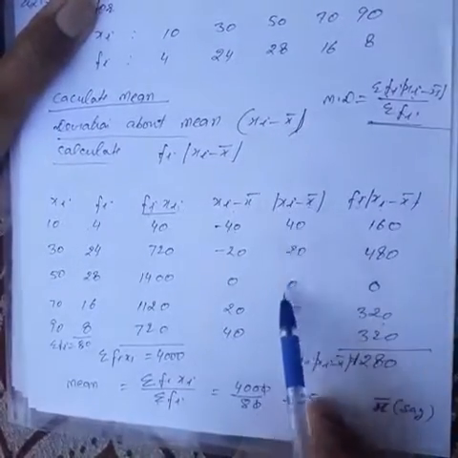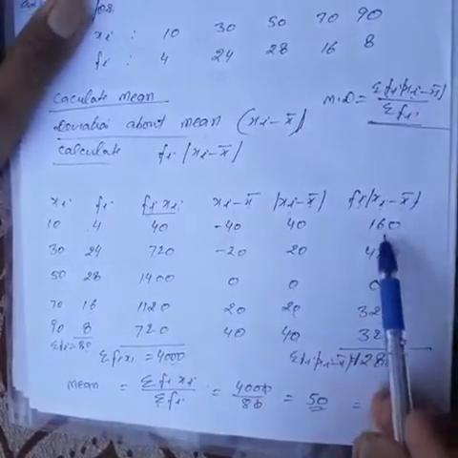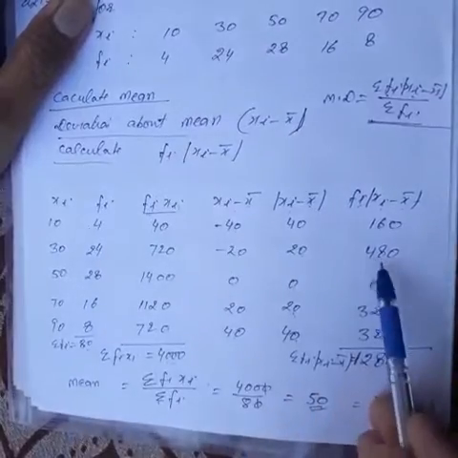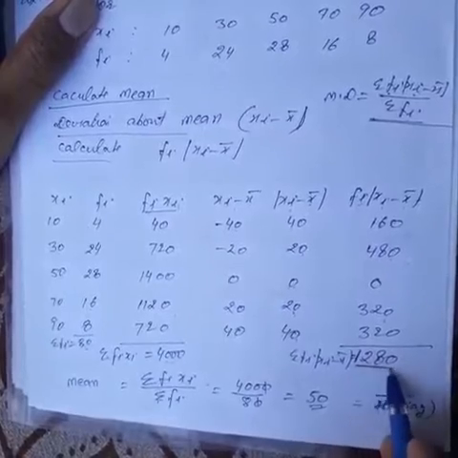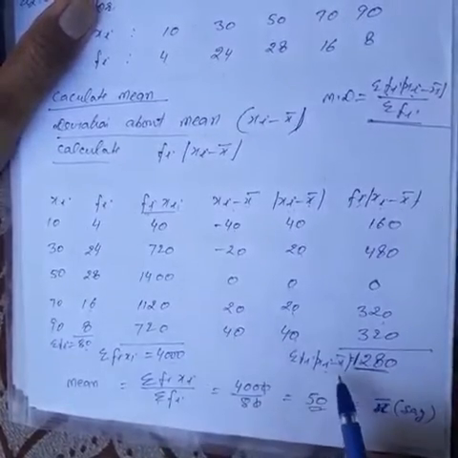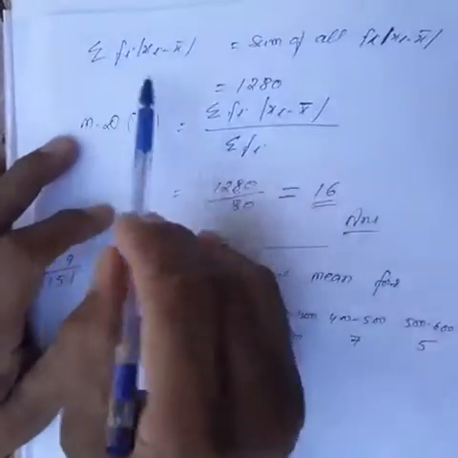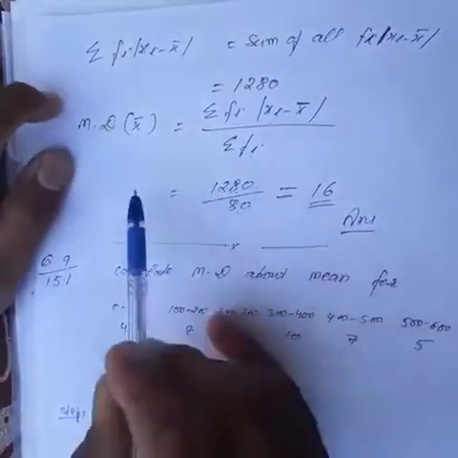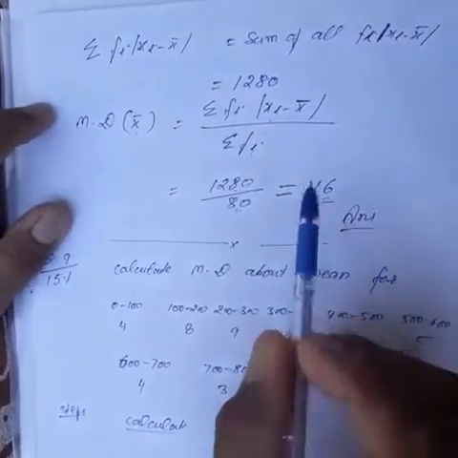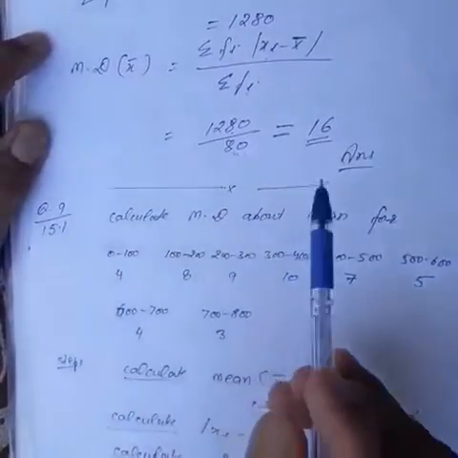And then multiply these values with the corresponding frequency. So 40 multiplied by 4 is 160, 20 multiplied by 24 is 480, and so on. Now find the addition. So this value will be summation of fi into mod of xi minus x bar, and then use the formula for mean deviation. So this is the mean deviation formula, and apply the formula. It is 1280 upon 80, and after calculation you will find out it is 16. So in this way you can find out mean deviation about mean. I hope it is clear.